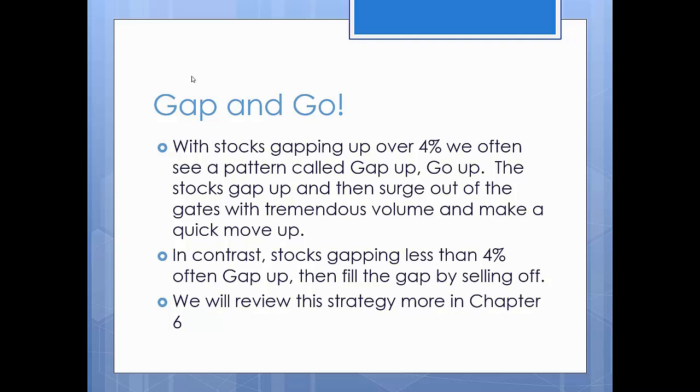Okay, so the gap and go, we'll go over this more when we're talking about the actual strategy, but just in general, take note of the fact that stocks gapping up over 4%, we often see the pattern called gap and go, gap up, go up. These stocks gap up, and then they surge out of the gates with a tremendous amount of volume. In contrast, stocks gapping up less than 4% often sell off and fill the gap. Okay, so we'll review that more in Chapter 6.